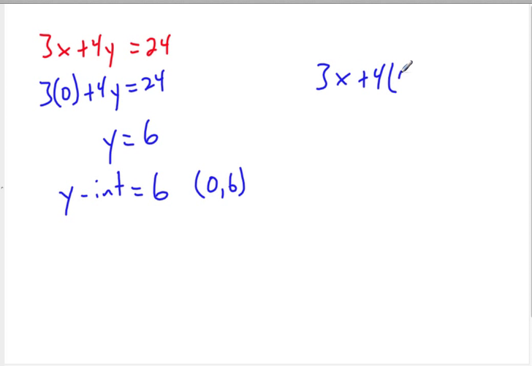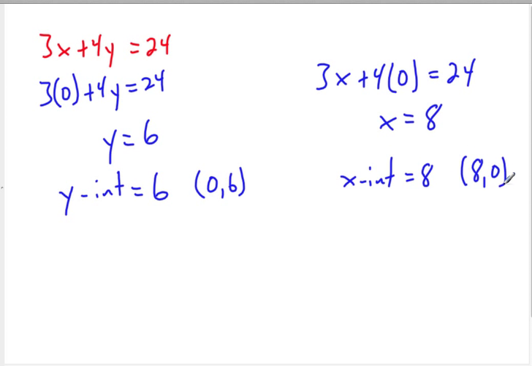To find the x-intercept, that's when the y value is 0. So I plug in 0 for y. And then 3x equals 24, so x must equal 8. So I know the x-intercept equals 8, which means the point is (8, 0). So without graphing, I can quickly figure out the y-intercept and the x-intercept of this linear graph.